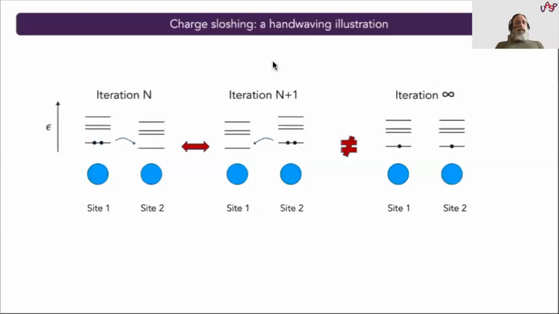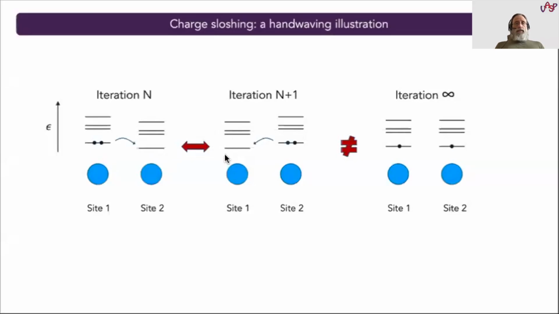This is a very hand-waving illustration of the phenomenon of charge sloshing. Let's suppose that we have a system that consists of two atomic sites, chemically identical atoms. At some iteration during the process, these are the electronic levels associated with the sites. At some iteration, the lowest level on site 1 contains 2 electrons. In this situation, the lowest lying electronic state, the one at site 2, lies below the one on site 1. So what will happen is the charge will be transferred from one site to the next.